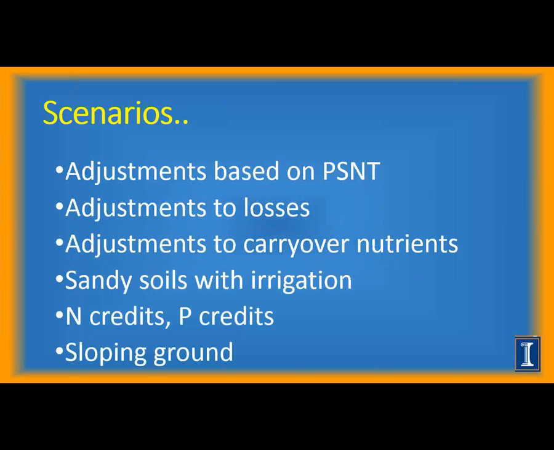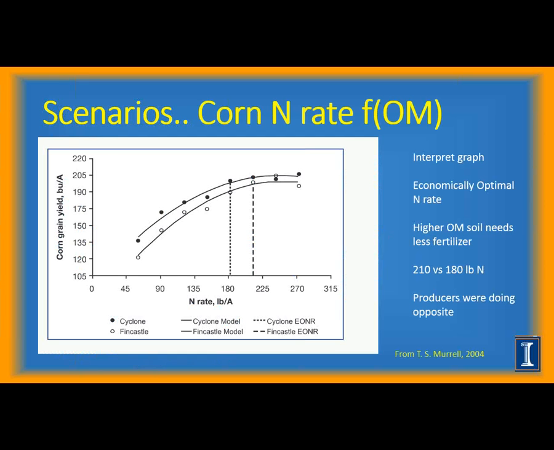You may have adjustments based on a pre-side dress nitrate test, or make adjustments to losses if you've had in-season denitrification and have to come back in with a side dress that was originally unplanned. You may have adjustments to carryover nutrients. So if we had a devastating drought and you had corn and no rainfall, you may take some credit for that nitrogen that's left. So all of these different scenarios are things you may have to look at.